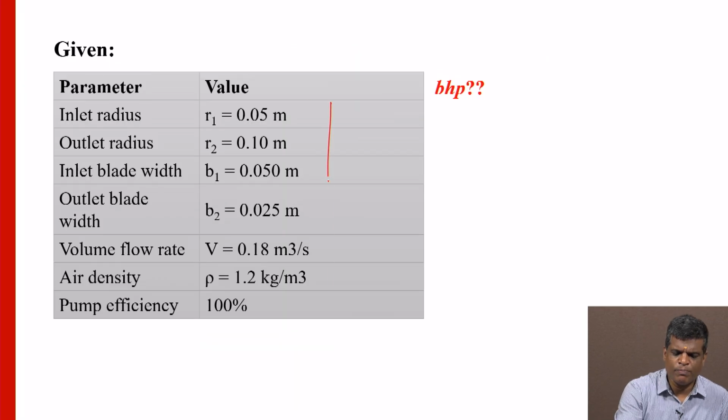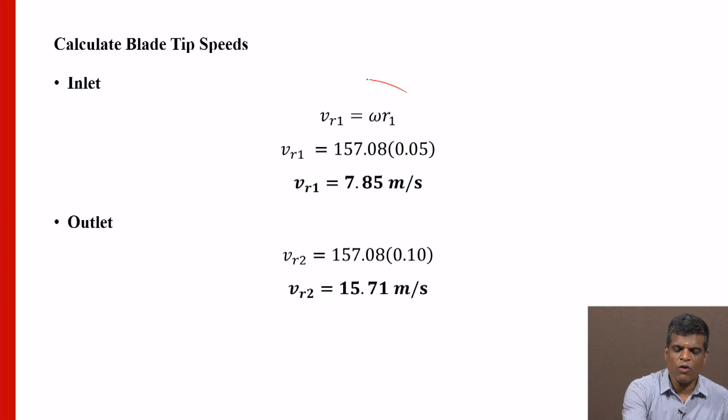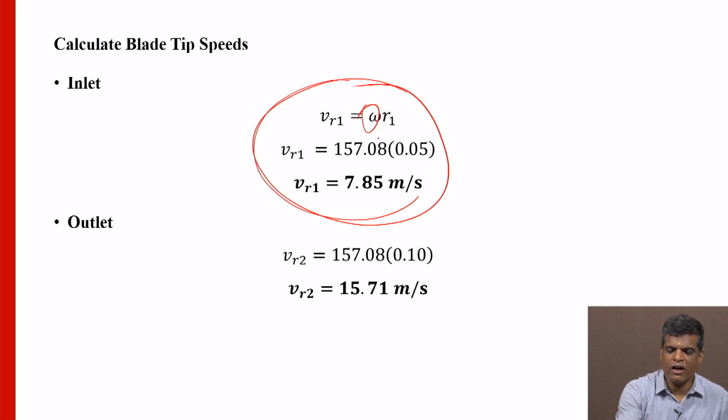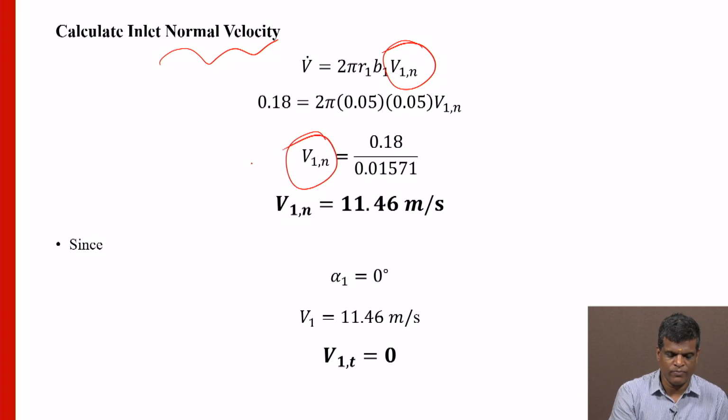So these are already given in the problem here: the outer radius, inner radius, blade width, volumetric flow rate, density, pump efficiency. So what is the brake horsepower here? So VR1 equals omega R1. The omega value we already know, substitute and get VR1, same way for VR2. These are the velocities of the blade speeds here. Then calculate the normal velocity, the V1n. We already know the equation. From that equation we calculate V1n, the normal velocity.